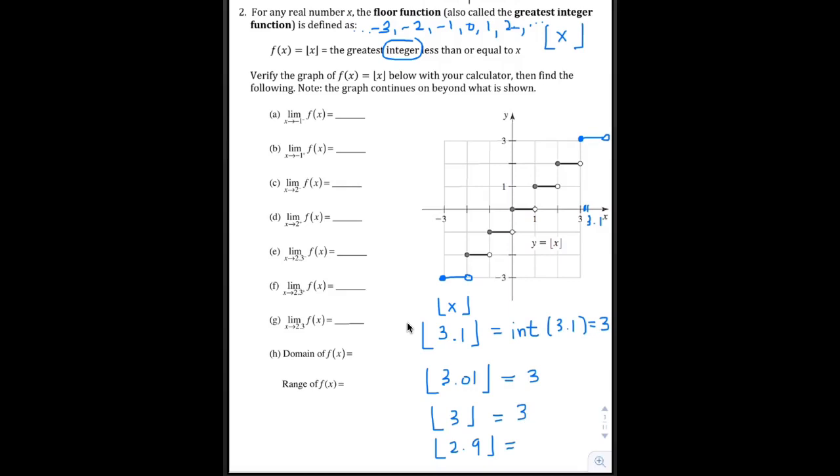Now, what happens if we're at 2.9? So now I'm at 2.9, I'm over here. What happens? I jump to this other step, so now I'm at 2. All right, so now we can kind of fill in what's happening here. I'm just going to write these values.